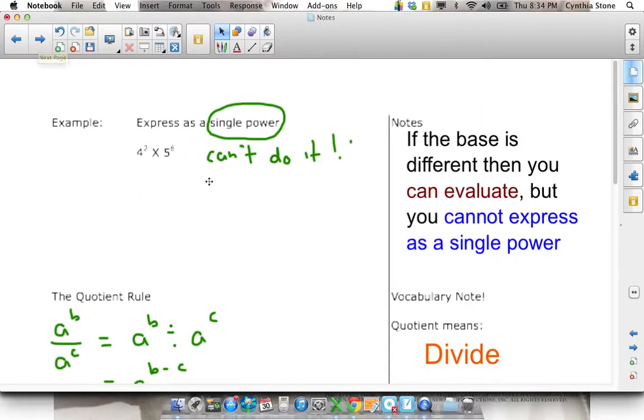Okay, this example I put in for a very, very important reason. 4 squared times 5 to the 6. You can't express it as a single power because they have a different base. Okay? If the base is different, then you can evaluate it, but you can't express it as a single power. So you could put that in your calculator and say that's 4 squared times whatever 5 to the exponent of 6 is. I don't know that in my head. But you could put it in your calculator and get an answer. You can evaluate it. But when it says express as a single power, you cannot. Okay, so that's the product rule.